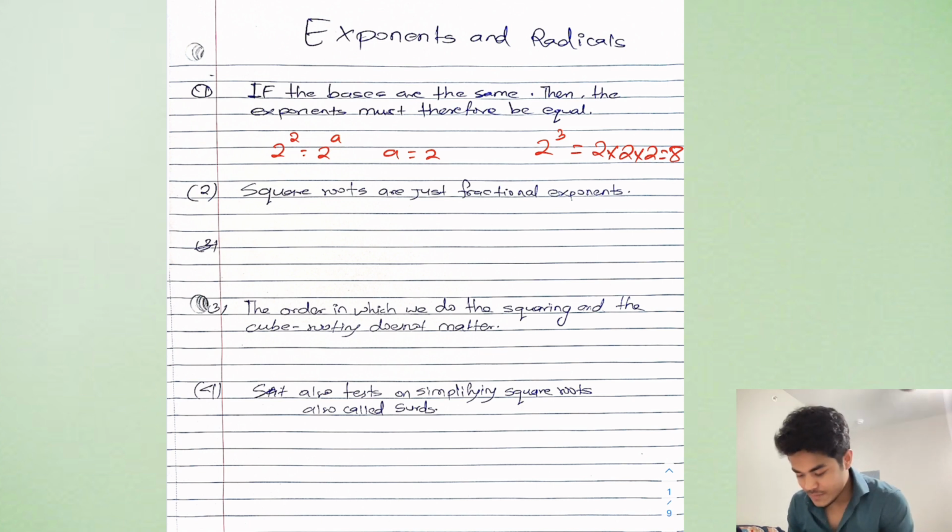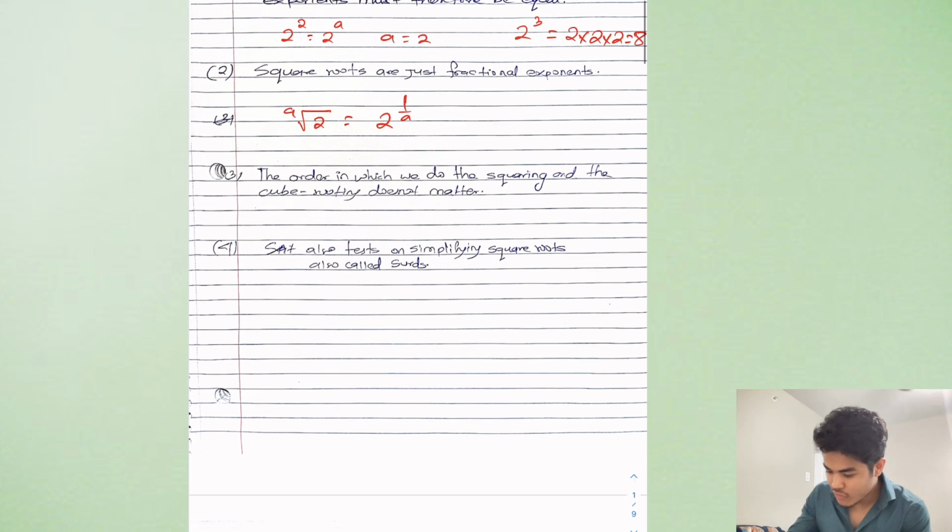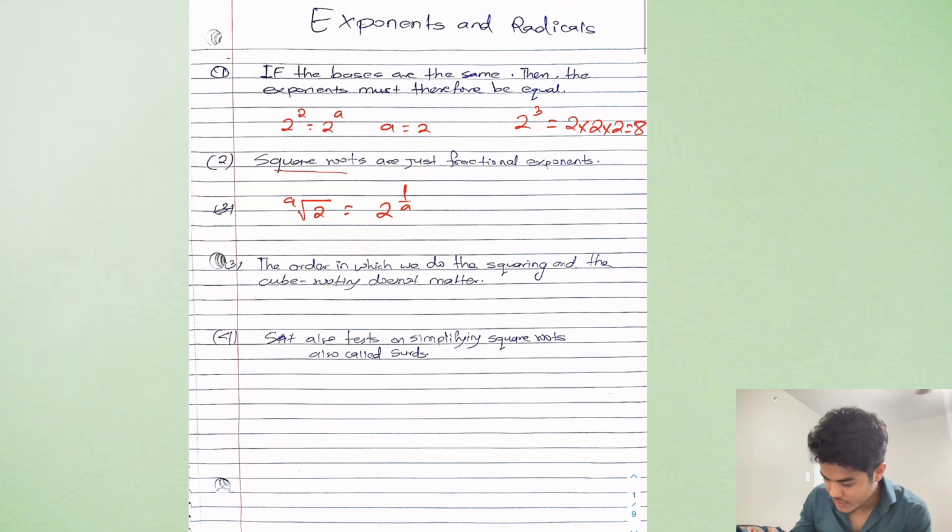Another fact is that square roots are just fractional exponents. What does this mean? It means that, for example, if we are given the square root of 2, this is nothing but 2 raised to 1 over 2, and the square root right here is nothing but a fractional exponent.